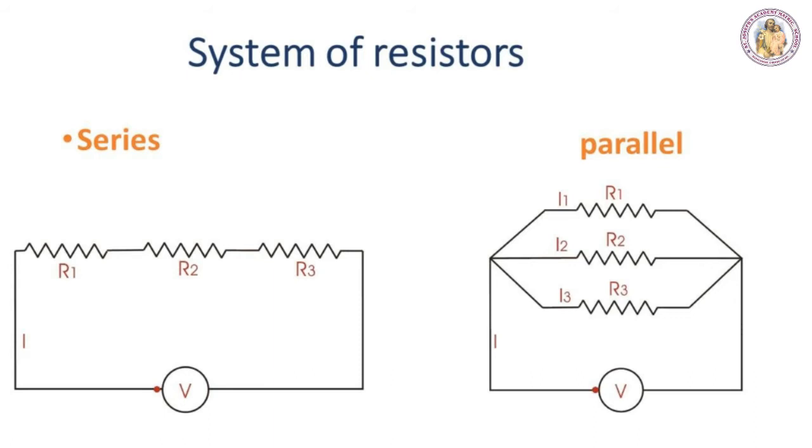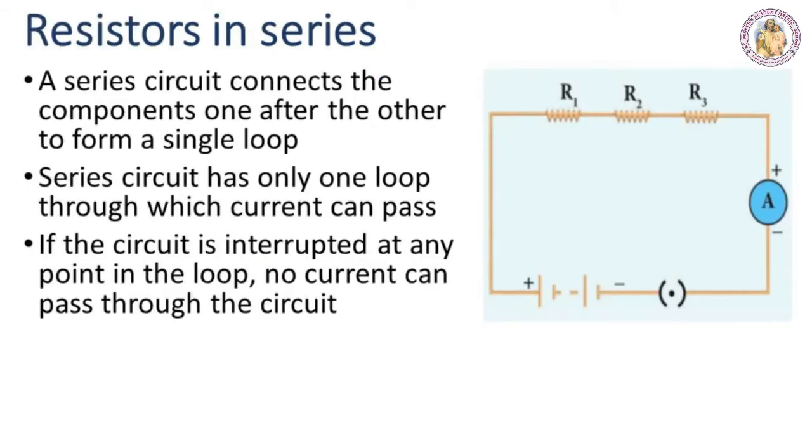In the following session, we are going to learn about many resistors having different resistance values connected in series and in parallel. Resistors in series. A series circuit connects the components one after the other to form a single loop. A series circuit has only one loop through which current can pass. If the circuit is interrupted, that is, disconnected at any point in the loop, no current can pass through the circuit.